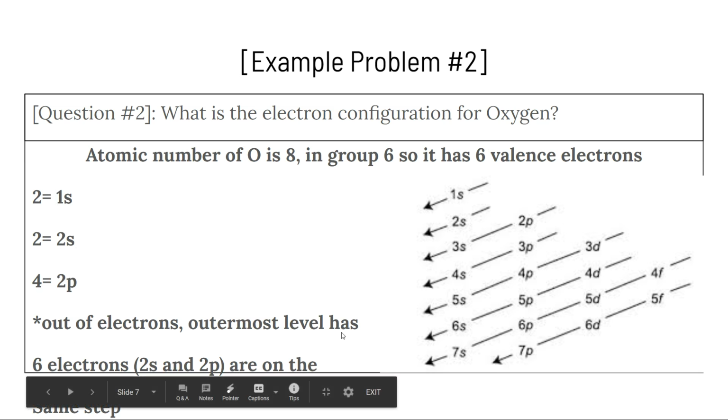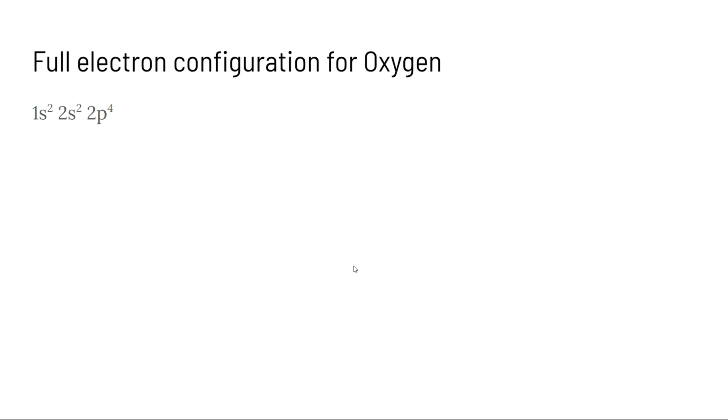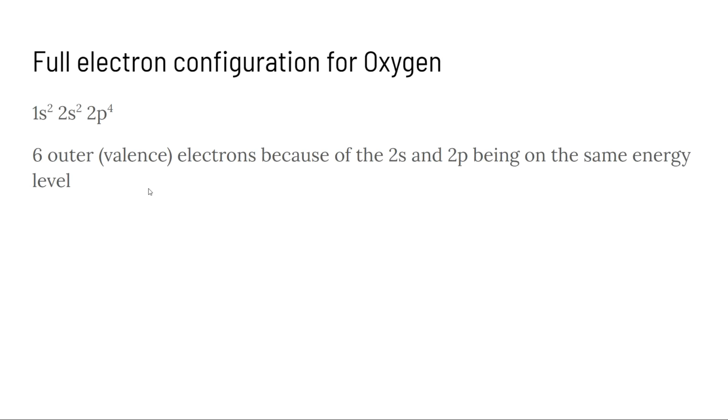So the outermost energy level has 6 electrons. I'm counting the 2s and the 2p on the same step. They're on the same step of that stair. Okay, the full electron configuration for oxygen is written as 1s2, 2s2, 2p4. There are 6 valence electrons here in this outermost energy level.